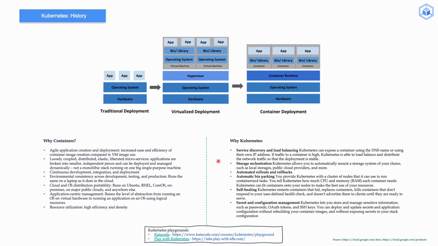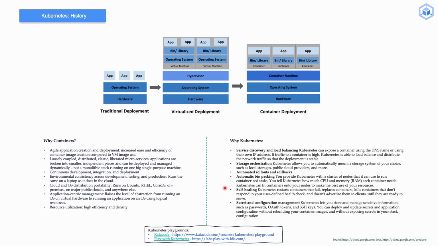Storage orchestration, which is Kubernetes allows you to automatically mount a storage system of your choice, such as local storage, public cloud providers, and more. Automated rollouts and rollbacks, automated bin packing. So you provide Kubernetes with a cluster of nodes that it can use to run containerized tasks, and you tell Kubernetes how much CPU and memory each container needs. Kubernetes can fit containers onto your nodes to make the best use of your resources. Then the self-healing, Kubernetes restarts containers that fail, and then the secret and configuration management.